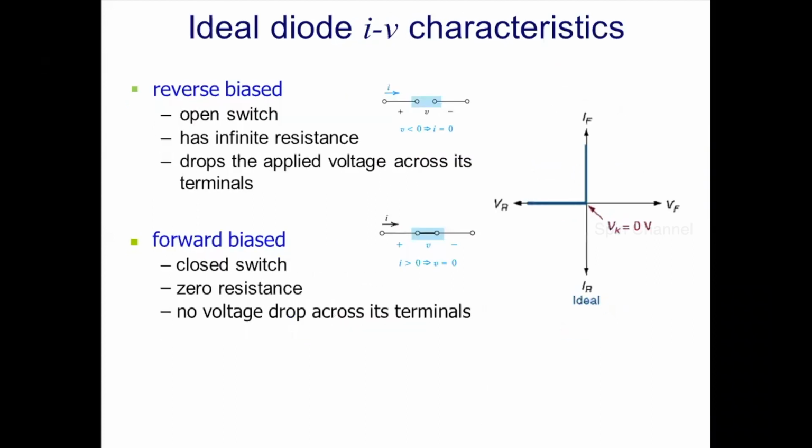Let us discuss the IV or VI characteristics of a diode. The IV characteristics of a diode is plotted between the current and voltage under two operating conditions, forward bias and reverse bias. IR and VR in quadrant 3 represent the reverse bias, whereas IF and VF in the first quadrant represent the forward bias.